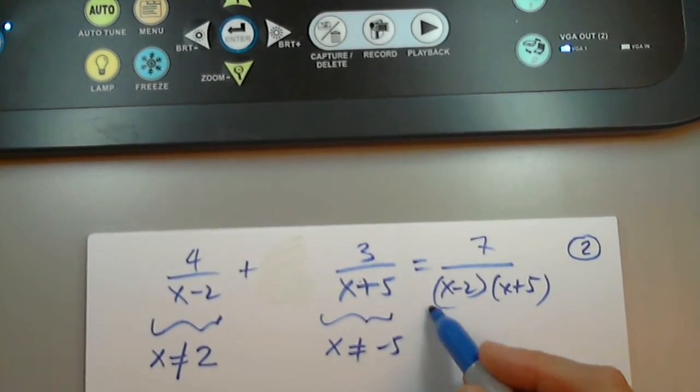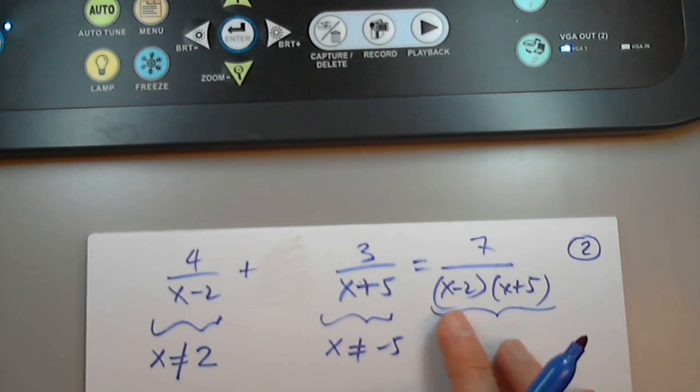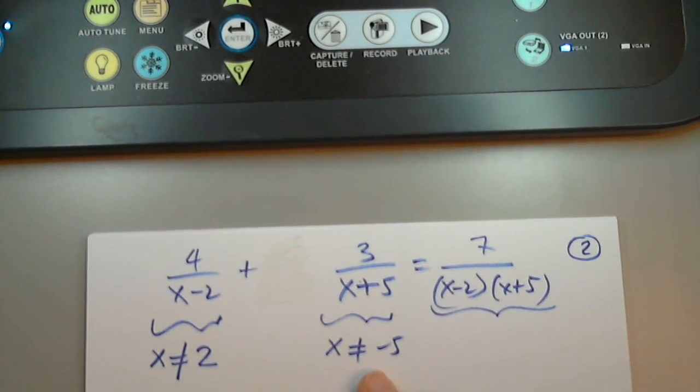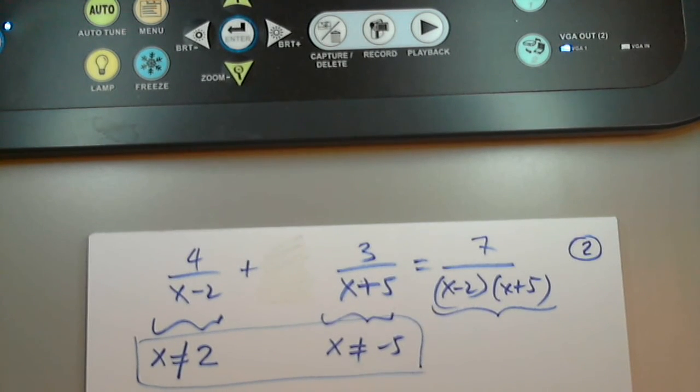This fraction will be undefined if x were 2. So that's why I have to exclude that possibility from the very beginning. The same thing for this one, and we decided that x cannot be negative 5. So no matter what solutions we get at the end of the day, the solution or solutions cannot be these for sure. Anything else would be acceptable assuming we did not make a mistake, but these two are not acceptable. Agreed? Perfect. Because they make the expressions undefined.